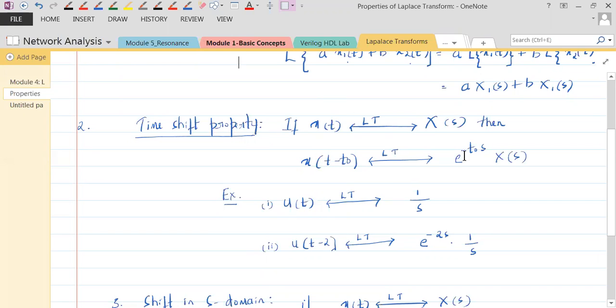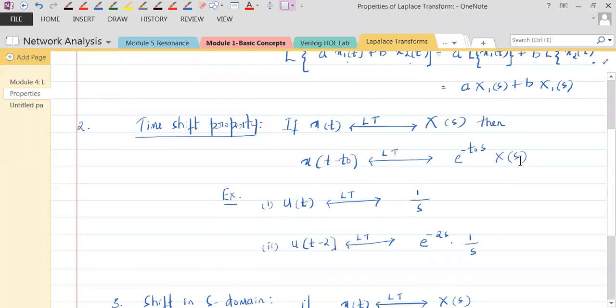It would be e power minus t naught s into X of s. What is this X of s? X of s is the Laplace transform of the basic signal, which is x of t here. X of t is the basic signal and that is time shifted. So you have X of s, the Laplace transform of x of t, and since x of t is time shifted by t naught, you will have this exponential associated with X of s.